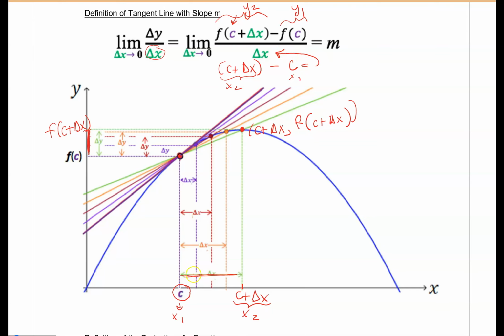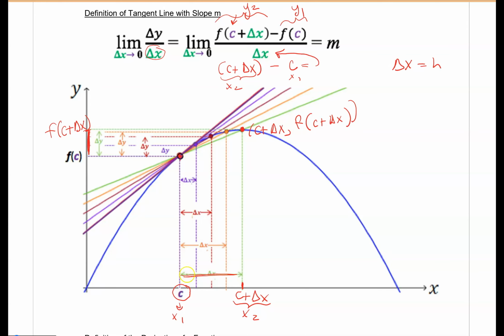That's the change between 2 different x's, the c that we want to find the tangent line at, and then this point that's a little to the right of c. We added a little bit of change to that c to move a little to the right to get right here, so we just call it c plus delta x. And by the way, if it's easier for you, you are welcome to call delta x h if it helps you look at this limit and understand what's going on.